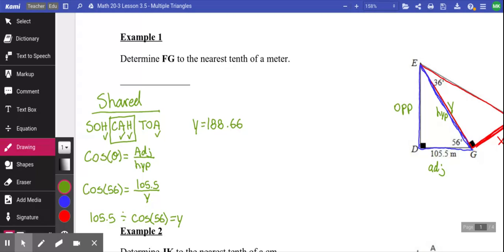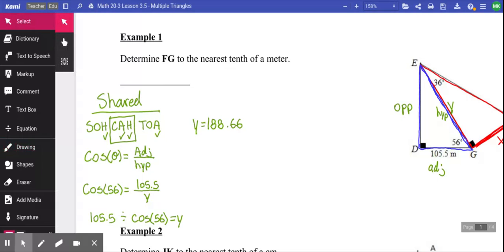Now remember, what we just solved for was this distance here, which is not what they wanted. They wanted this distance. But the only way we could get that distance is by getting more information on this red triangle. So make sure your answer is actually what they wanted, right? Don't just stop because you're like, oh yeah, I'm good here.